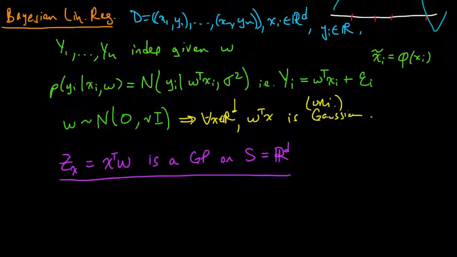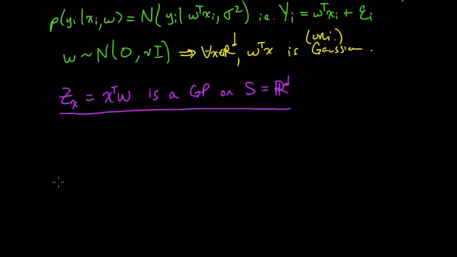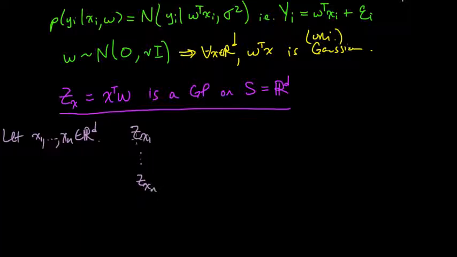And let's verify that. It's easy to check, so let's just check that. Let x1 to xn be in Rd. And what do we need to show for it to be a Gaussian process? We need to show that all its finite dimensional distributions are multivariate Gaussian. So we look at the finite dimensional distribution on Zx1 to Zxn. We need to show that this vector is a multivariate Gaussian.